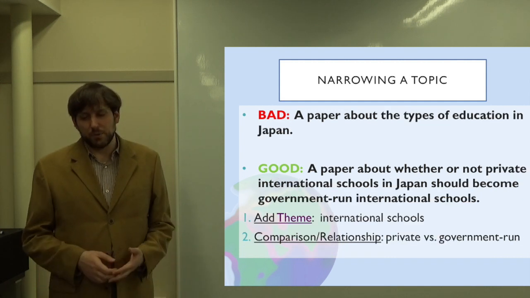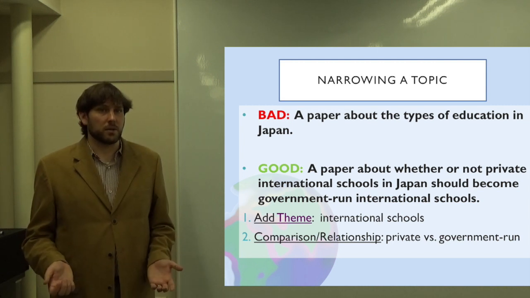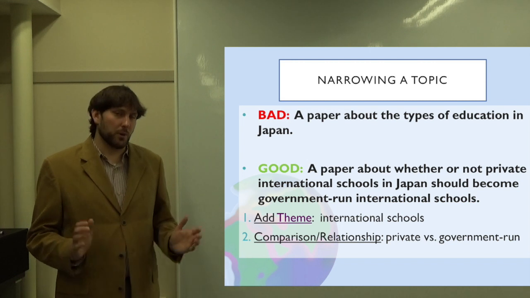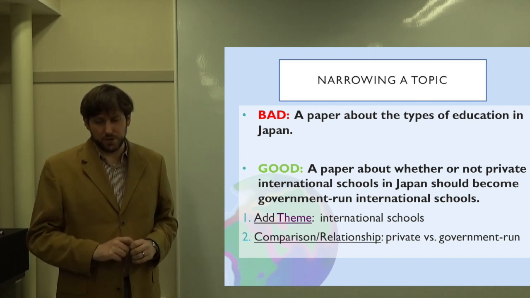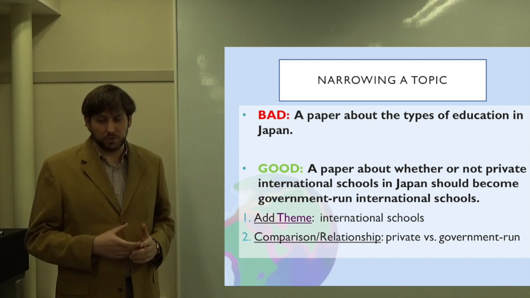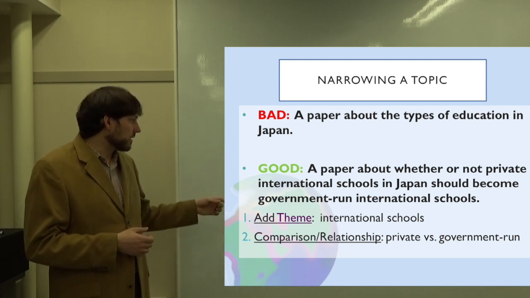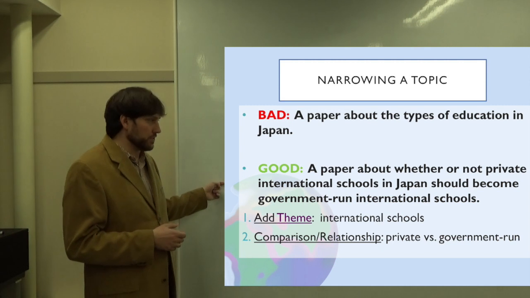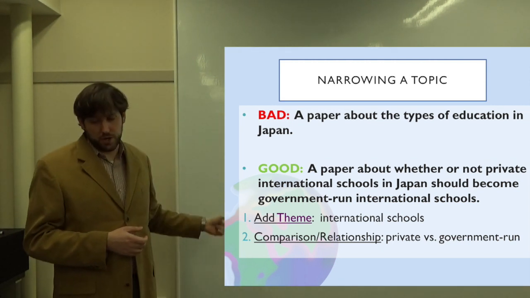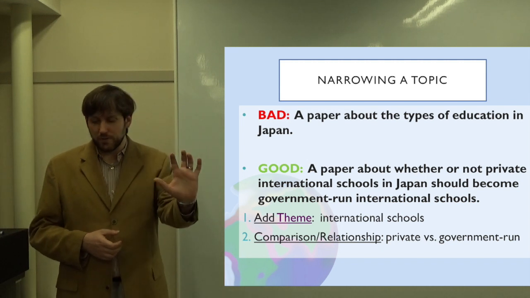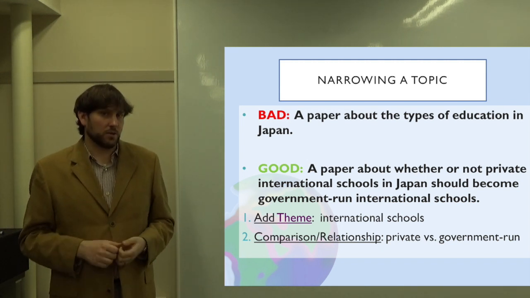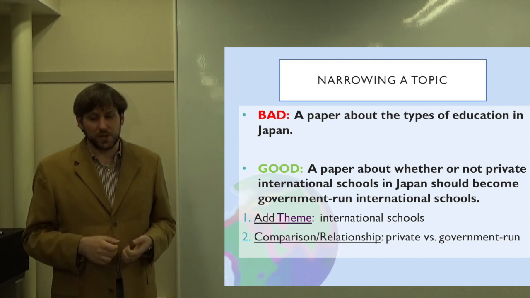Next, this would be bad, a paper about the types of education in Japan. For one thing, this would just be a list. There's nothing that makes it work. We want to make this narrower by giving some boundaries. A paper about whether or not international schools in Japan should become government-run international schools. So we've added a theme. We've added international schools to education in Japan. We've also added a comparison relation, the idea that they could be privately run or that they could be government run. By adding this comparison, we have greatly improved what we're able to say.